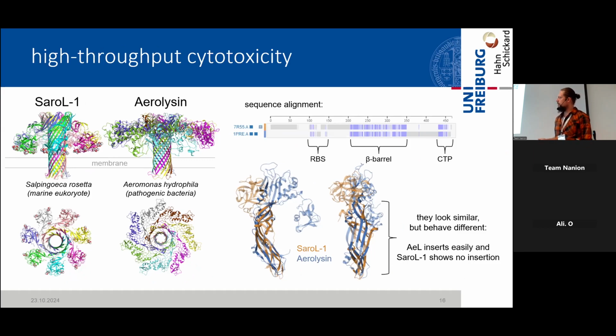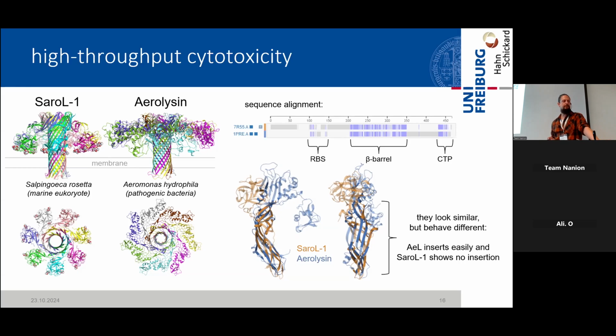It's from a marine eukaryote, and when you do a sequence alignment of aerolysin and sorrel, you can see here in blue which parts of the sequence are conserved. So there is a lot of similarity between those pores in the sequence. The main one being the beta barrel, which is almost identical, but also the C terminus, and something called the receptor binding site. Aerolysin also has a receptor binding site, but there has been a big debate going on in the literature for almost 20 years: what is this receptor binding site really doing? And until today, this is not very clear.